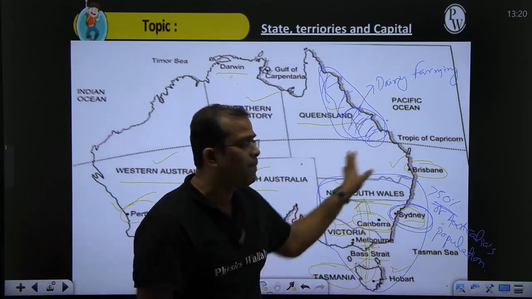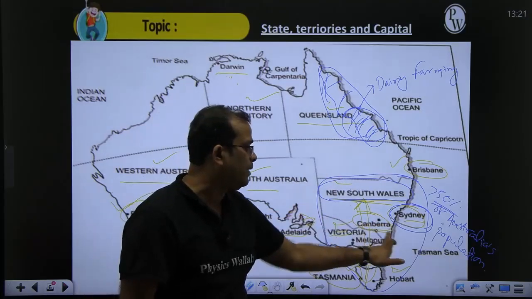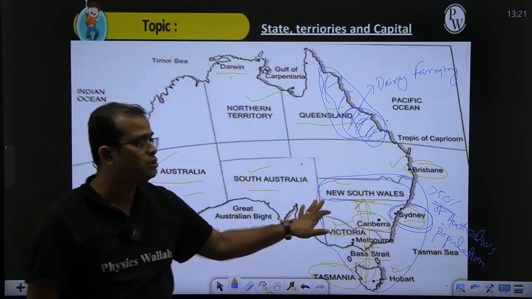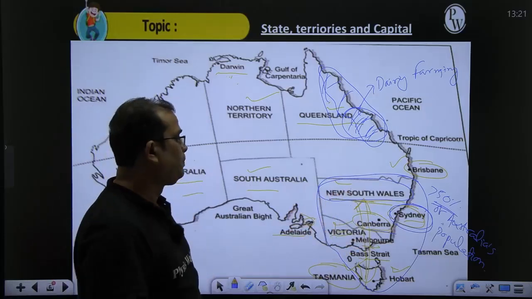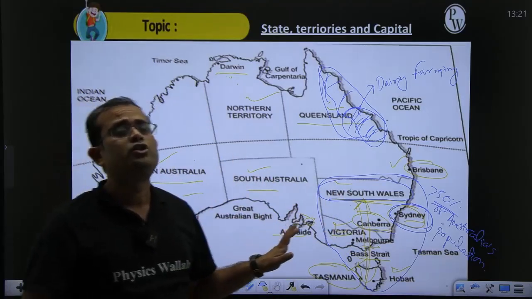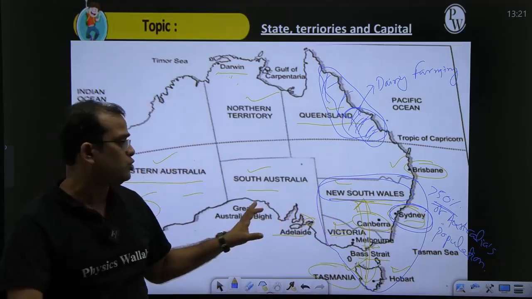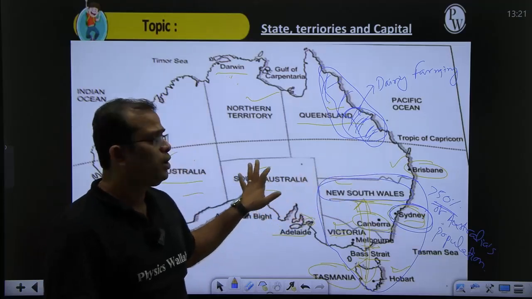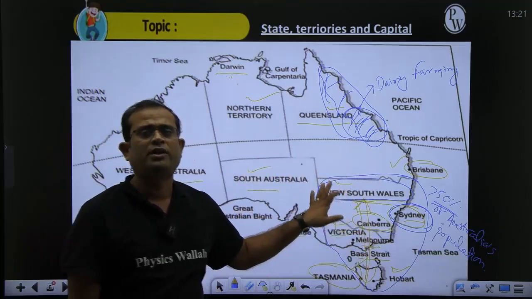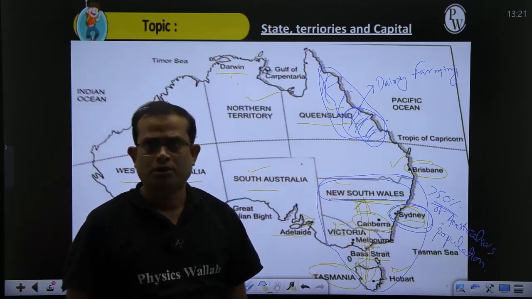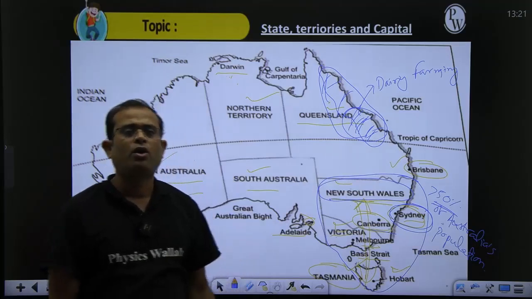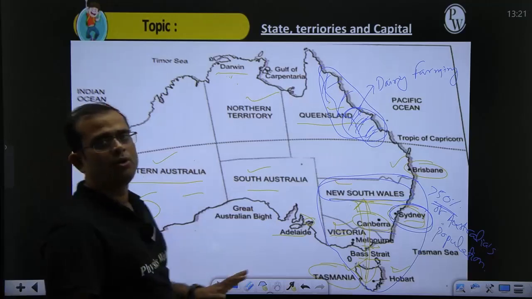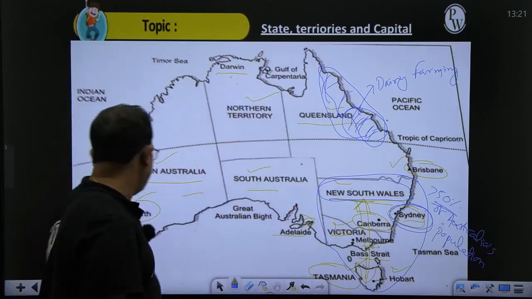This is the part where Australia's capital Canberra is located, along with Sydney, Melbourne, and other cities in New South Wales and Victoria. This region is also prosperous in agriculture, agro products, dairy farming, and industry, whether iron and steel plants, oil refineries, or electrical appliances. So this is all about Australia and Oceania.